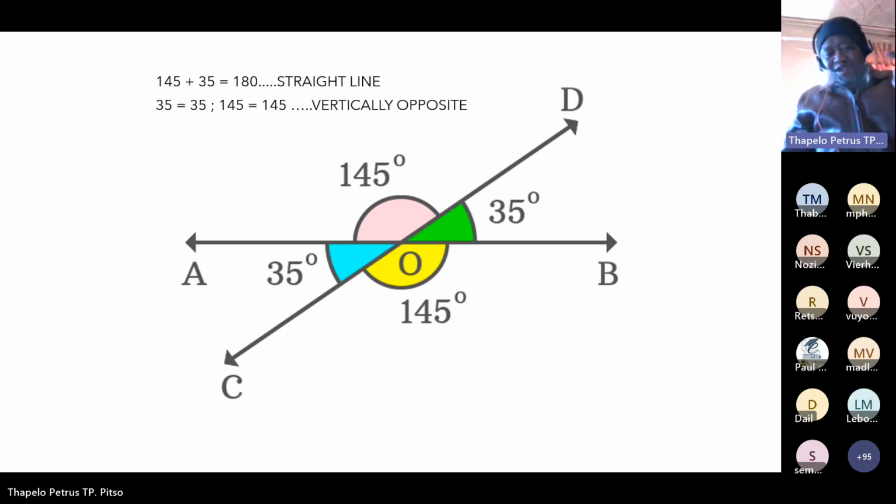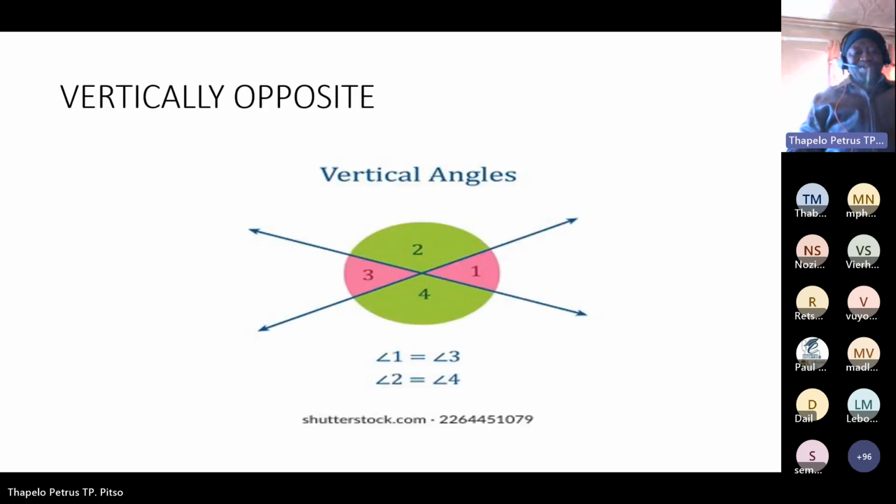Vertically opposite. But also note, 145 degrees is equal to 145. And those angles are vertically opposite related. Look at 35 degrees and 35 degrees. They are vertically opposite. So they'll always be equal. So just note those things. Like I said, that language is very important. They are opposite how? Because of their vertex. That's why we refer to them as vertically opposite.